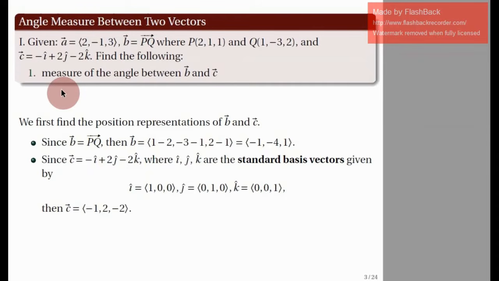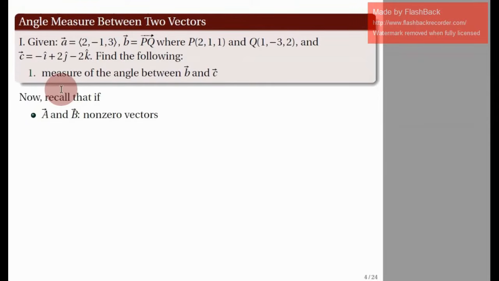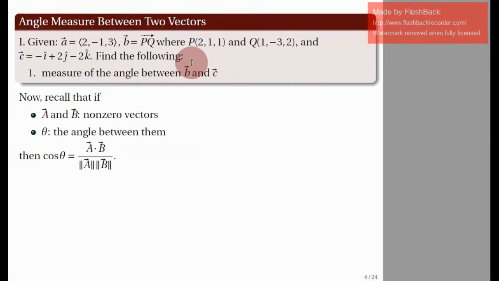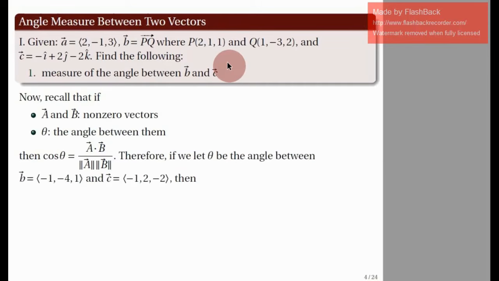The necessary theorem that we will be using here is as follows. So recall that if we have two vectors, let theta be the angle between these two vectors. Then we have a formula for the cosine of that theta, and it is the dot product between the two vectors over the product of the individual norms of each vector. Using this formula for our vector B and vector C here, letting theta also be the angle between them, our goal here is to look for theta.